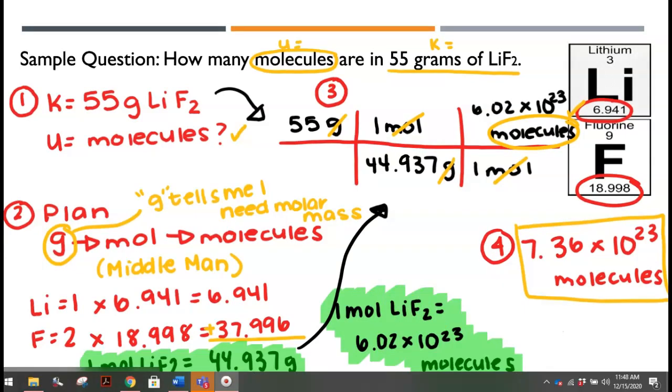This one is basically in more detail. This is how I did it in detail, and I wrote it nicely. So K is your known or your given, which is 55. Your unknown, we're looking for molecules. Start with G, we're looking for molecules. G tells me I need my molar mass, which is what I put here. How do you get that? You add the Li, you add the F, which gives me, I put the whole thing though, which rounds to 45, so I put the 45 there. 6.02, remember the units cancel, so you're left with molecules.